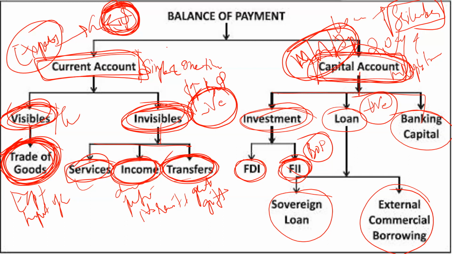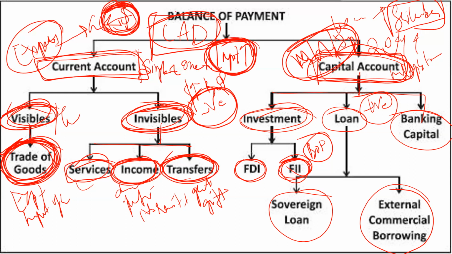Here, one more term we need to understand is current account deficit. Current account deficit means that we are importing more, that is, imports are more than the exports. Then there is a deficit of dollars. At that time, we call it a current account deficit.